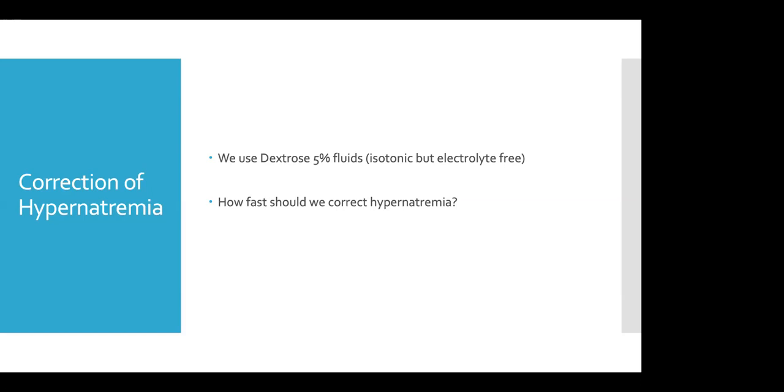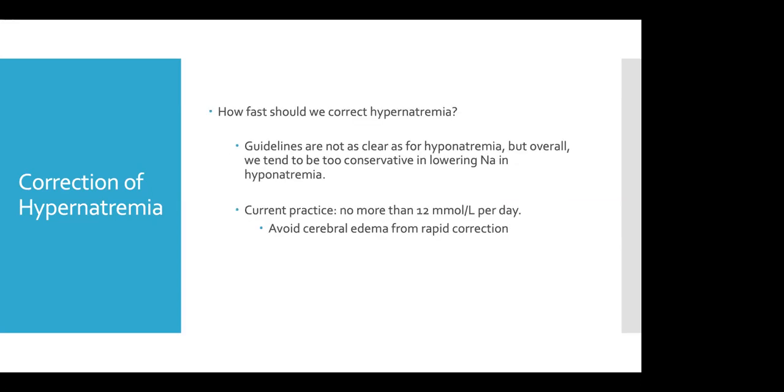The question though is, how fast do we correct hypernatremia? What's that? 6 to 8. Anybody else? No takers? All right. So the guidelines aren't as clear as for hyponatremia, and there's maybe not as much data.